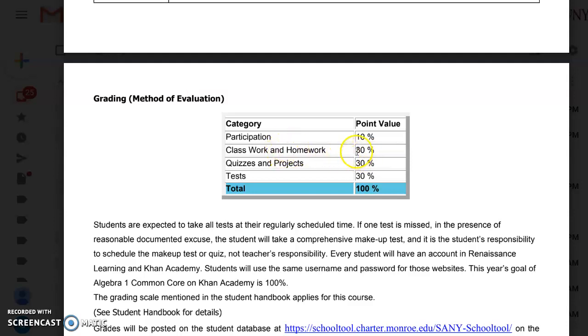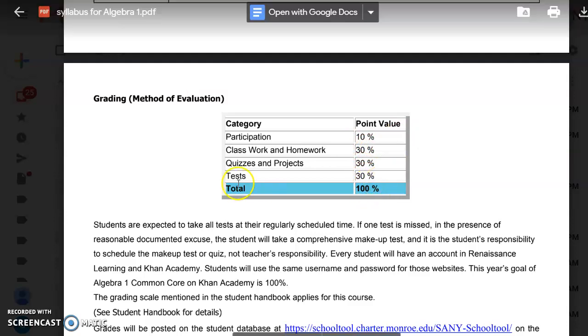The student loses 30% from this category, and then half of the other category from projects. So the student is losing 45% of the entire grade. Which means, what's the highest grade that the student is going to be able to get?